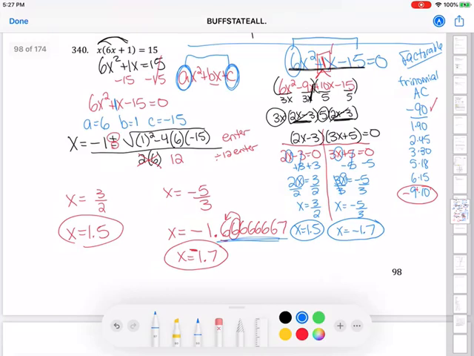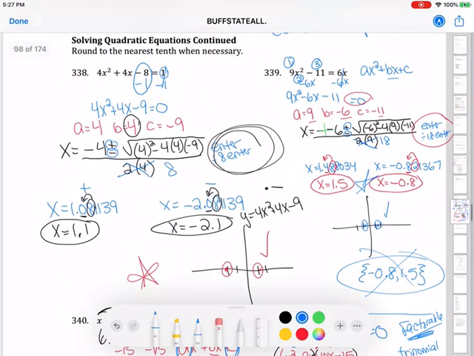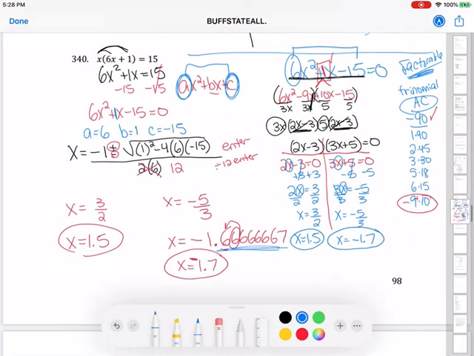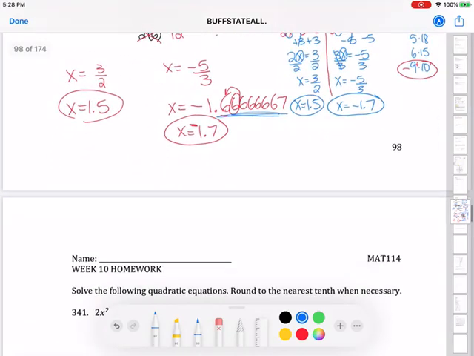So look at the difference between the two methods. This one was definitely a tougher type of factoring because you couldn't use the shortcut, but it's really up to you which method you choose to do. If you prefer the factoring method, you still need to know quadratic formula because you need it for examples like the top two here that couldn't be factored. Quadratic formula works every single time, okay?